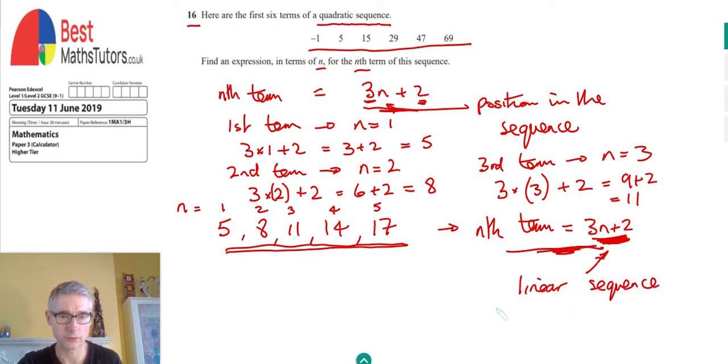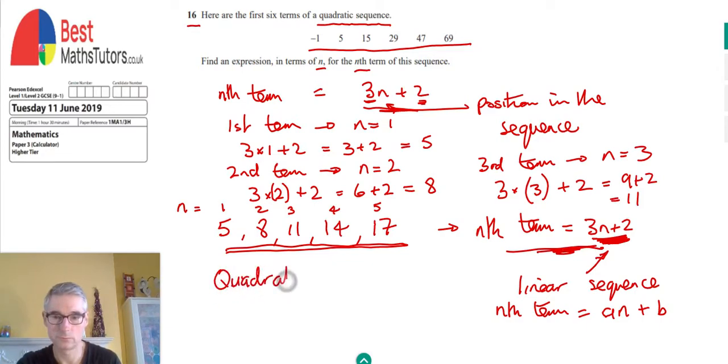So a linear sequence is usually where the nth term is some number, I'm going to call it a, times n plus another number b. So a and b are numbers. But if we have a quadratic sequence, as in the question here, then the difference is, whereas a linear sequence goes up in even steps, so we can see we added 3 each time, and so the formula would be a times n plus b.